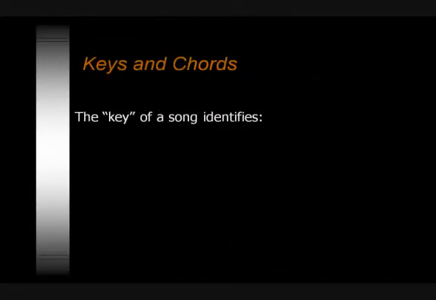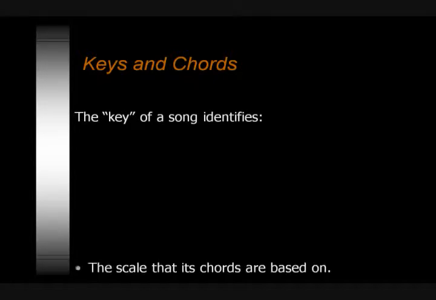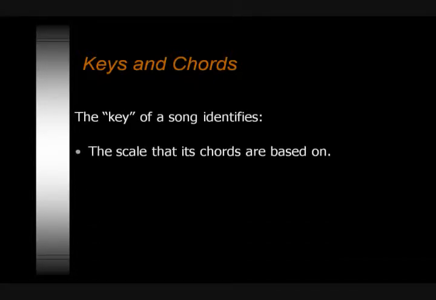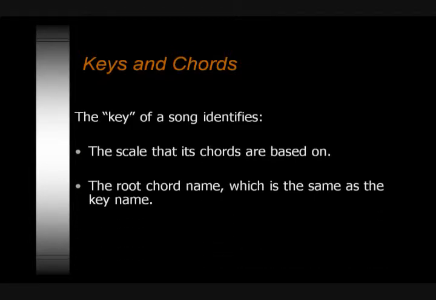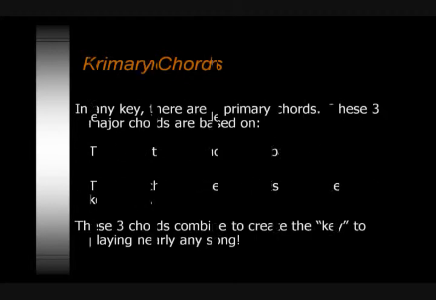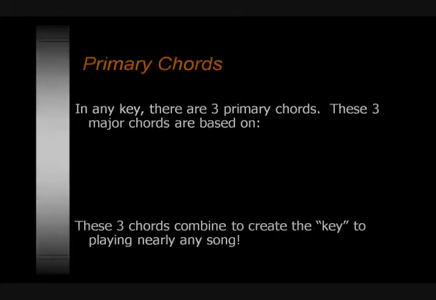Keys and chords. The key of a song identifies the scale that its chords are based on. The root name is the same as the key name. A song in the key of C is based on the C scale, which has no sharps or flats and has a root chord of C. The C major scale is used to determine other chords that will be used when playing in the key of C. Now let's look at primary chords.